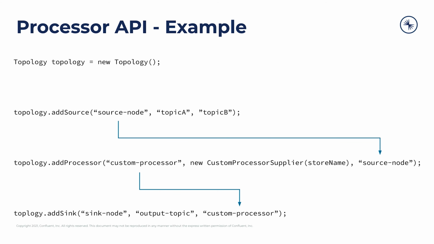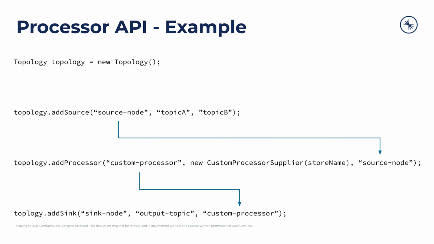So first, let's show a quick example of how you would use the Processor API, and we'll dig into this more in the exercise. First, you create a topology object, and this is just the foundation for this processor topology graph that you're going to build up. Then you add a source node. So in this case, we have source node as the name of the node, and topic A and topic B as the name of the topics that will be read by this source.